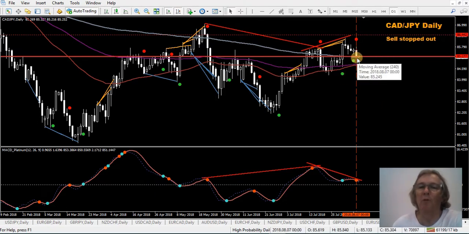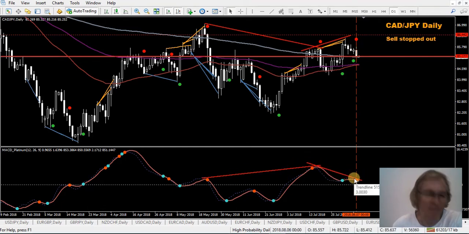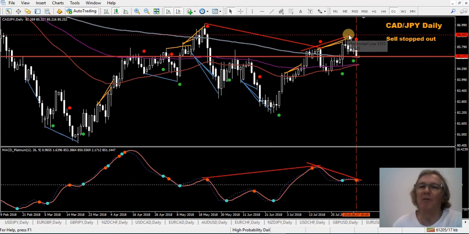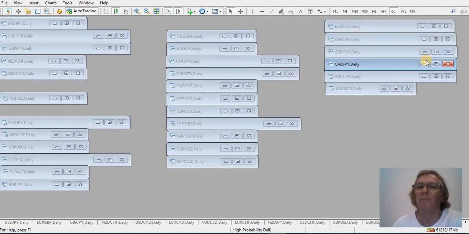Well, on the 240 LMA at the moment, it's probably not ideal, but I'm only a short distance above the 0 level on the MACD Platinum, but still a valid sell signal. So that's CAD Yen. There's a stop in place above the highs there.